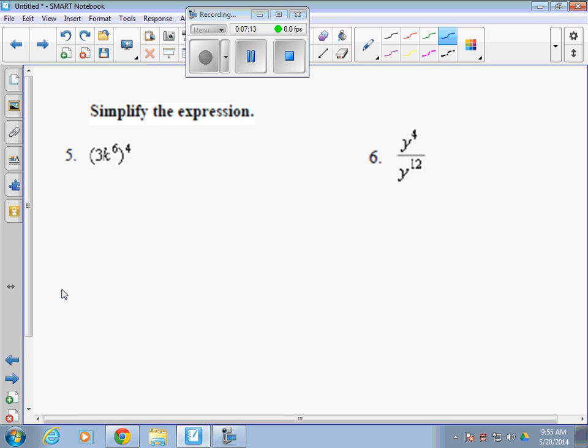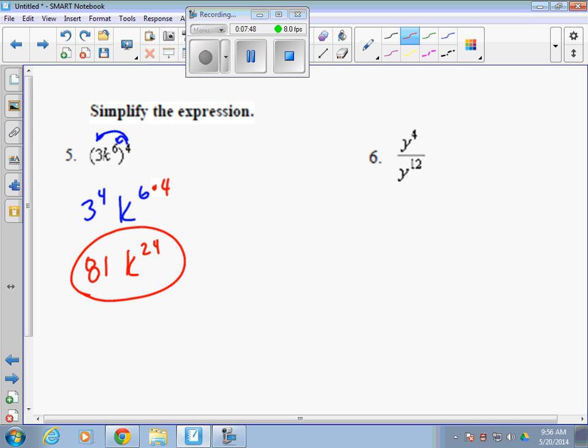Number 5, we have 3k to the 6th to the 4th power. Both the 3 gets the 4th power and k to the 6th gets the 4th power. This is an instance where you're raising a power to a power, so you need to multiply 6 times 4. 3 to the 4th power is 3 times 3, which is 9, times 3 is 27, times 3 more is going to be 81. K to the 6th to the 4th is 6 times 4, k to the 24th.